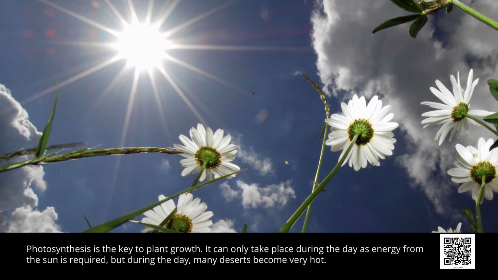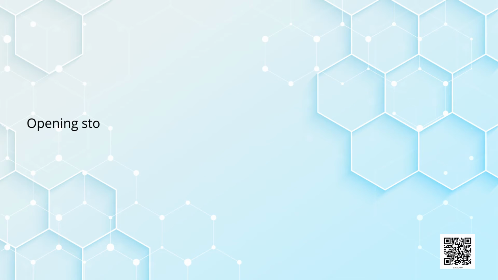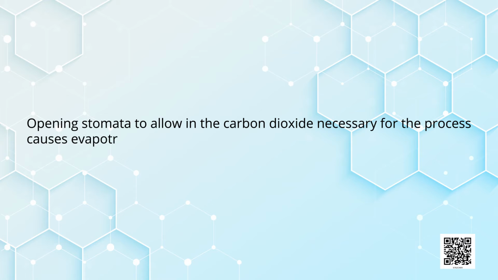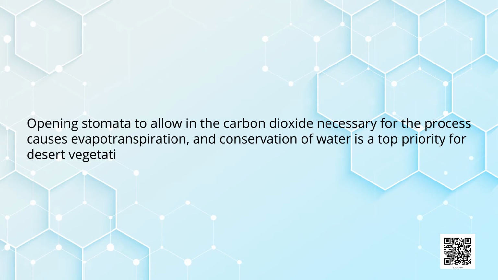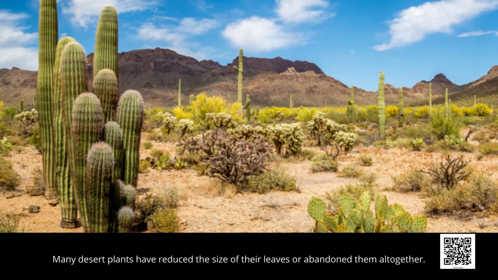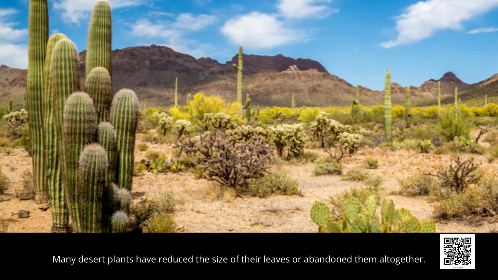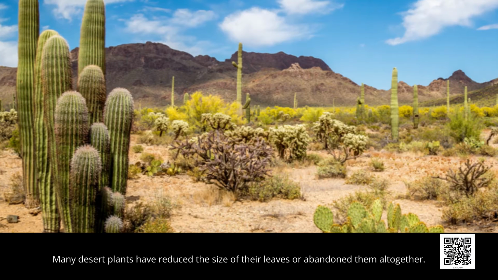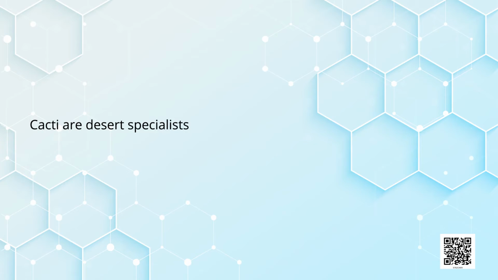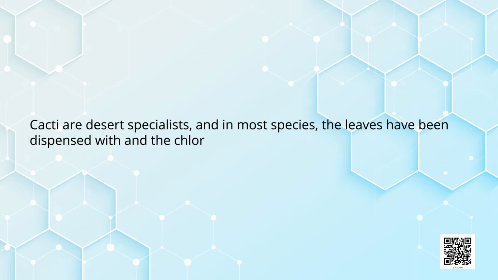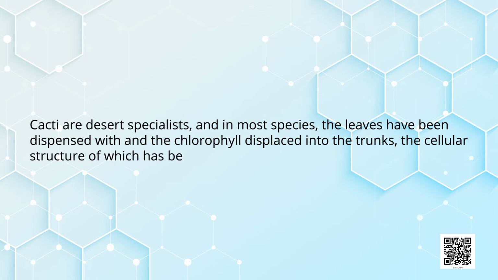But during the day, many deserts become very hot. Opening stomata to allow in the carbon dioxide necessary for the process causes evapotranspiration, and conservation of water is a top priority for desert vegetation. So many desert plants have reduced the size of their leaves or abandoned them altogether. Cacti are desert specialists, and in most species the leaves have been dispensed with and the chlorophyll moved into the trunks, the cellular structure of which has been modified to allow them to store water.